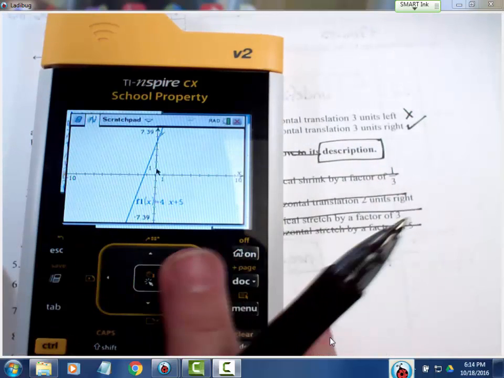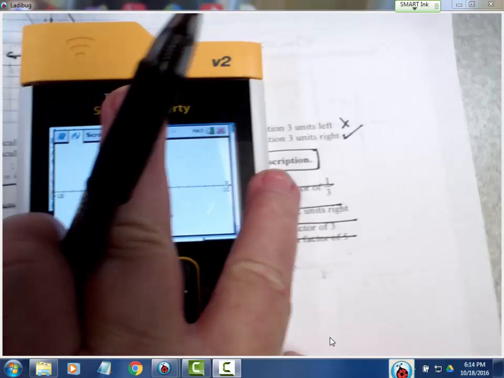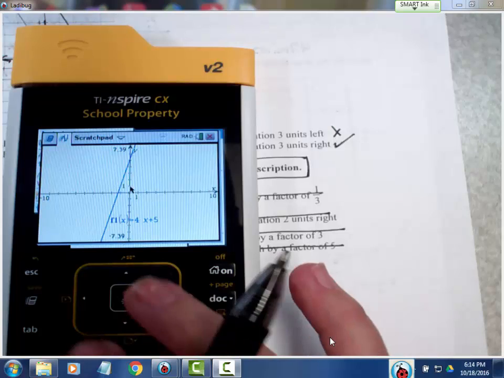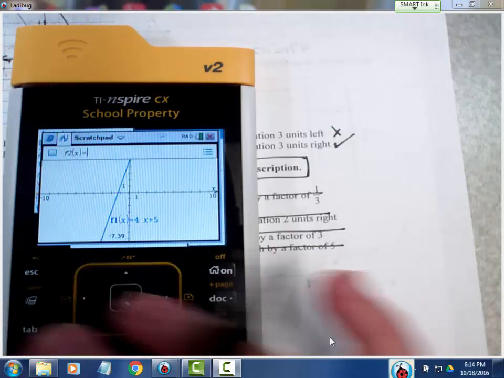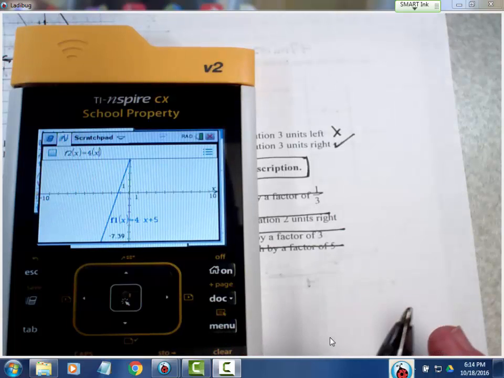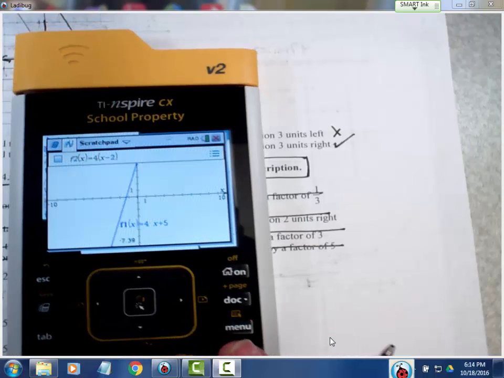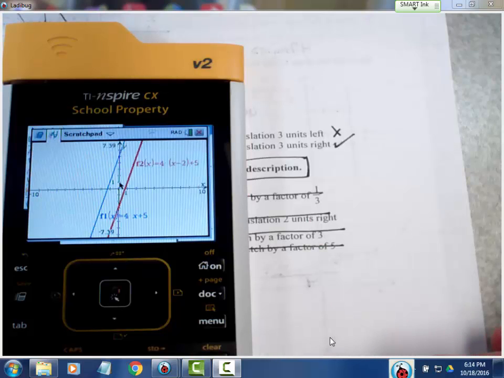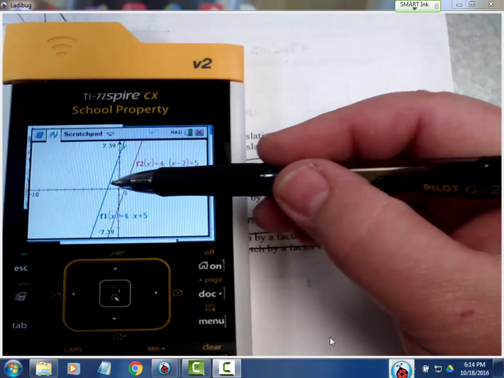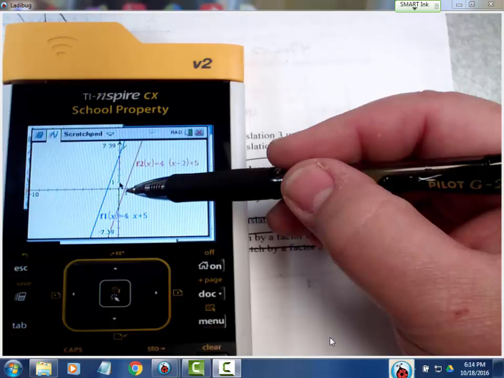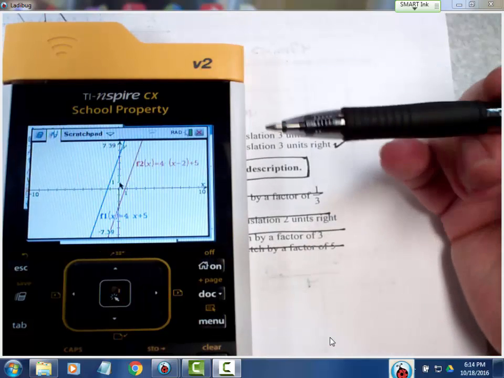Okay, so on the paper, the number 5 says 4 parentheses, so I'm going to hit tab. I'm going to go 4 parentheses x minus 2, close parentheses, and then it was plus 5. So just type it in there. I hit enter, and I can see that these lines appear to be parallel to each other, so the slope did not change.